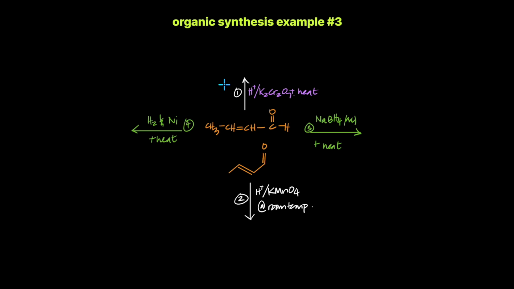Now, 1 and 2 are oxidation reactions, and 3 and 4 are reduction reactions. 1 will only oxidize the aldehyde. 2 will only oxidize the alkene. 3 will only reduce the aldehyde. 4 will reduce both the aldehyde and alkene. And that's where the questions become fun. You have to judge where the reaction is taking place.